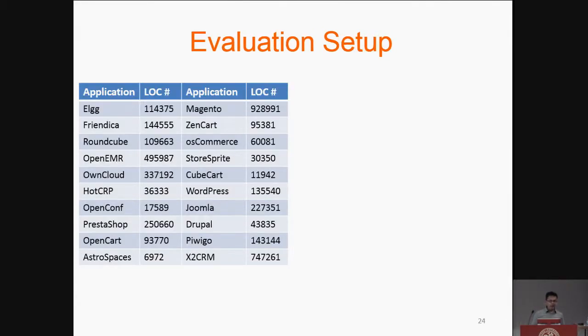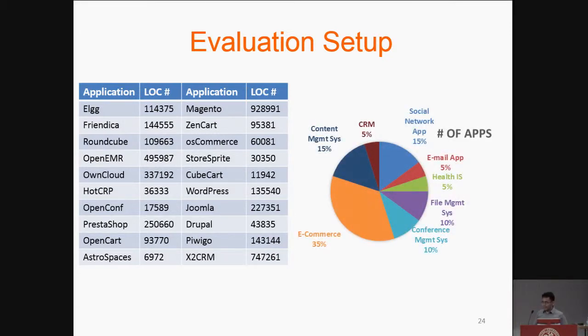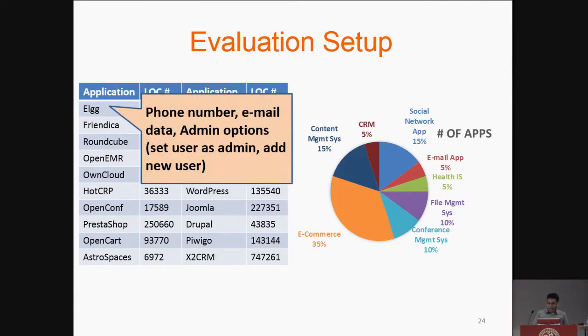And here is our evaluation setup. We evaluate our system on 20 open source PHP applications. And this covers a wide variety of PHP functionalities, such as e-commerce, social network apps, and so on. And these are some examples of sensitive user-owned data that we want to protect for this particular application. So yeah, just for your information, ELK is an open source social network app.